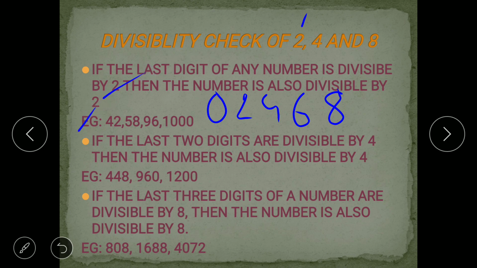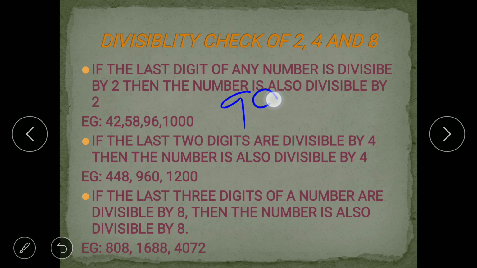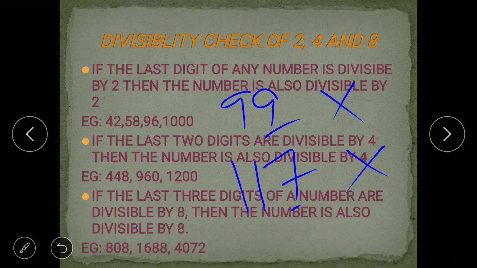See the examples? 42 ends with 2, so 42 is divisible by 2. 58 ends with 8, so 58 is also divisible by 2. 96, 1000, etc. Is 99 divisible by 2? No. Is 117 divisible by 2? No. Why? Because they are ending with 9 and 7, and since they are odd numbers, we cannot divide these numbers by 2. Okay.